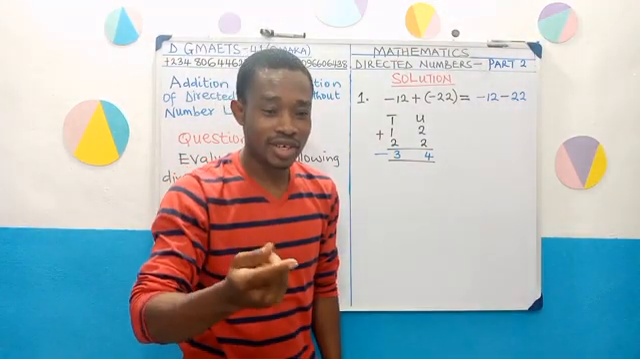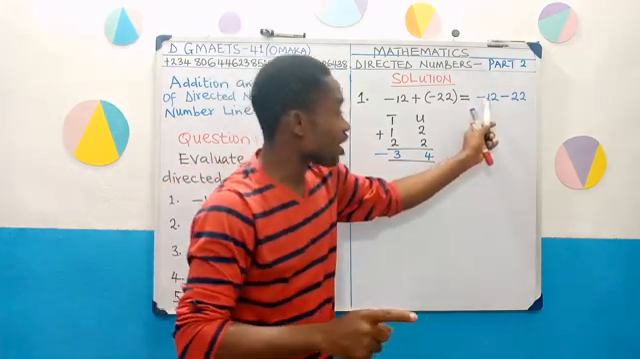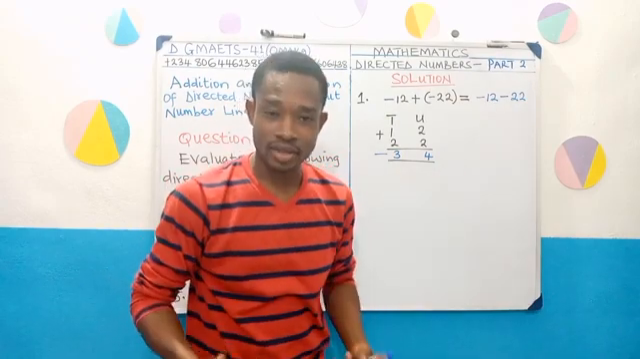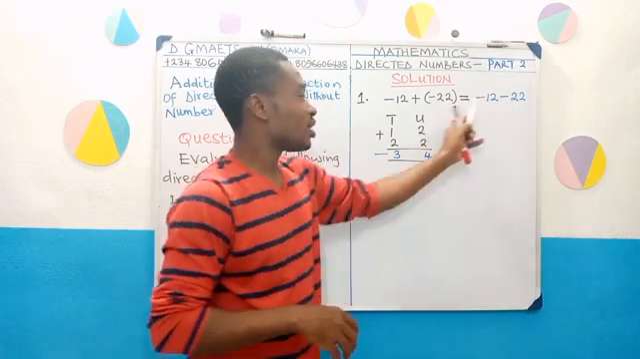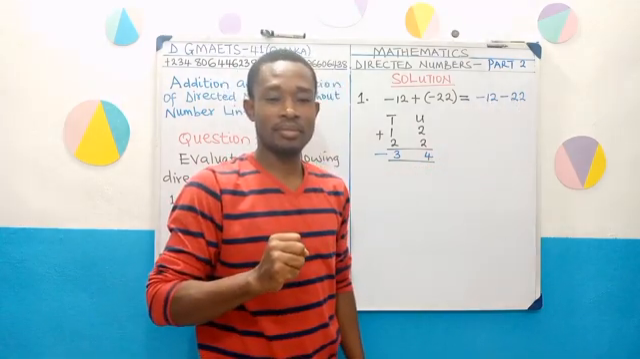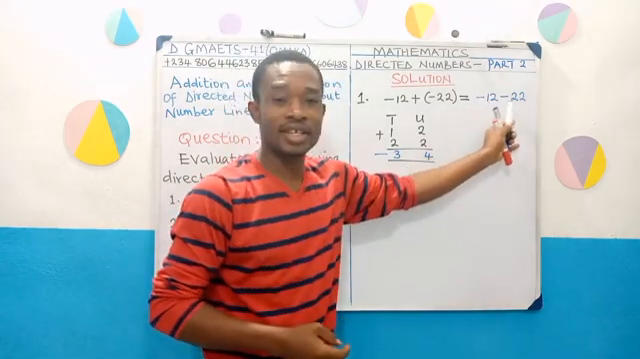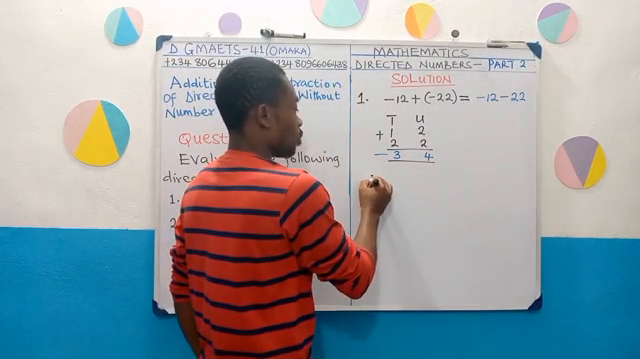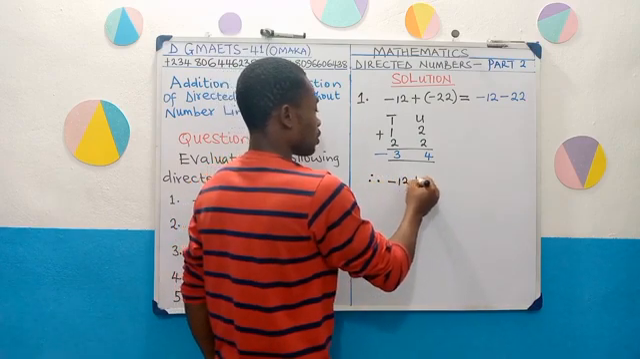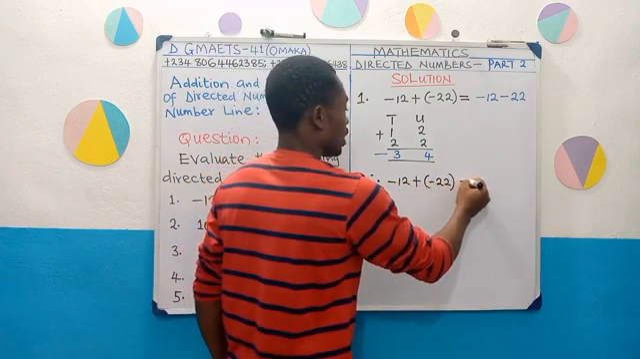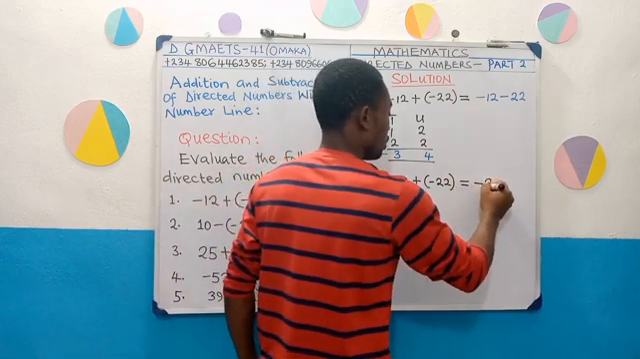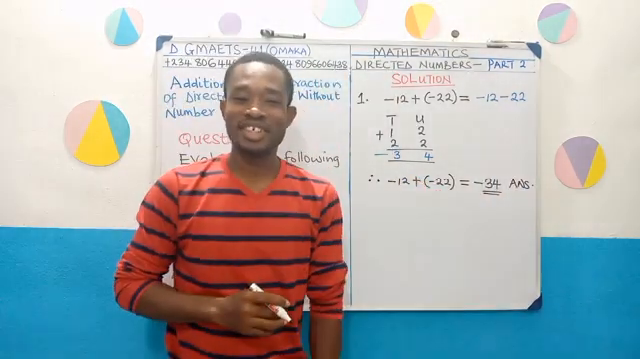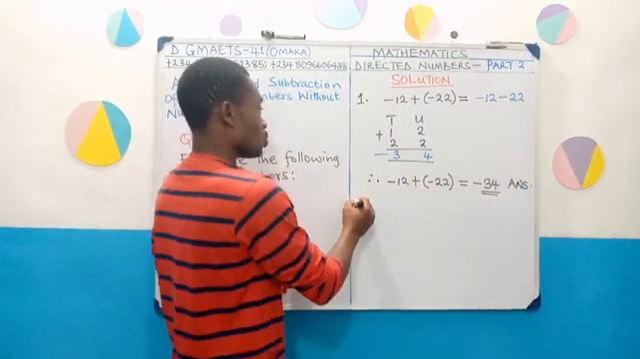Remember, if you've not written it, write it down. This 12 has minus. This 22 has minus. Both numbers have the same sign. So what you will do is pick the numbers and add them. The final answer puts the sign that both of them have. I'll conclude, therefore, minus 12 plus minus 22. The answer is equal to minus 34. So this is my answer. Good. We are going to solve the next question, number 2.